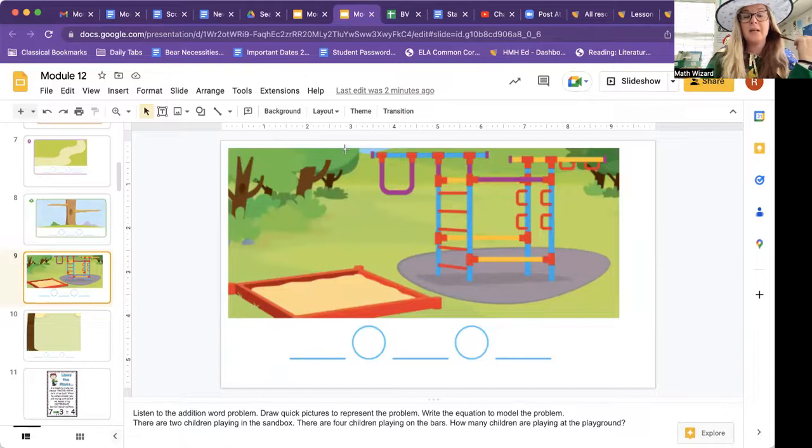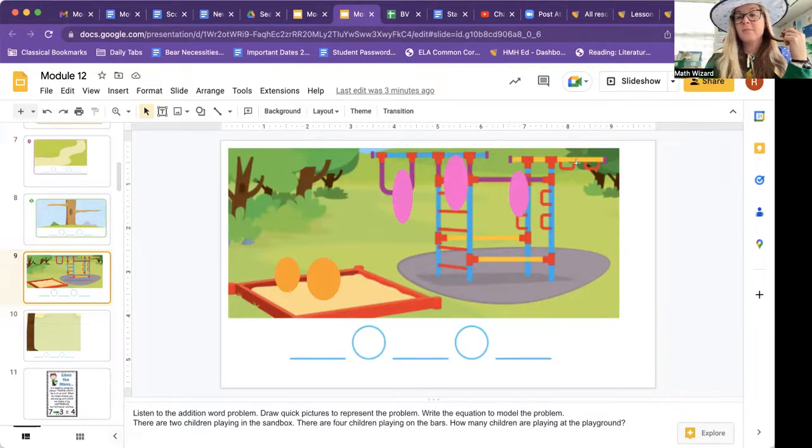Let's see. I'm going to read it again. There are 2 children playing in the sandbox, right? There are 4 children playing on the bars. Bars are these up here. So there's 4 children. 4 children playing on the bars. How many children are playing at the playground?